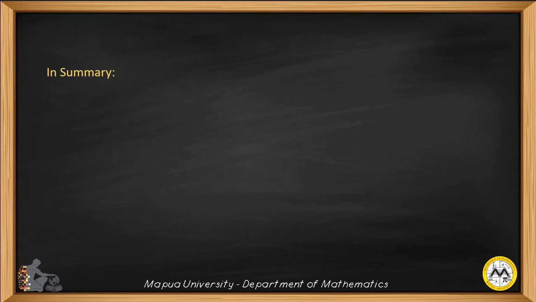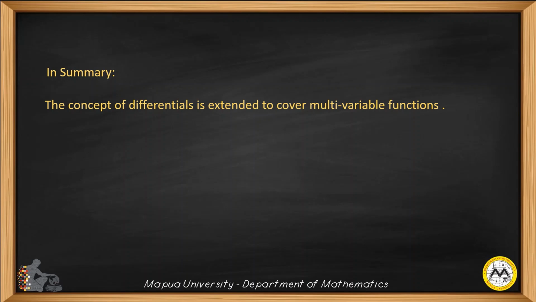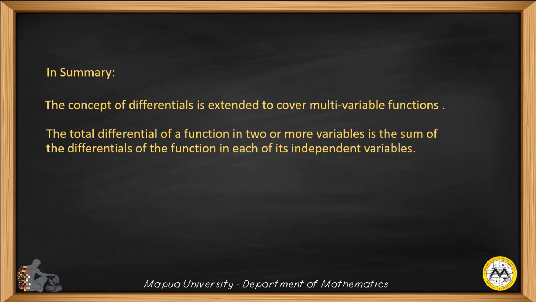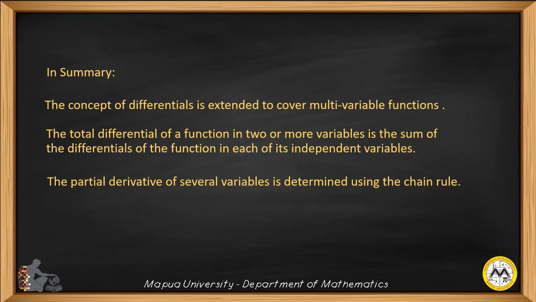A recap of what we had in this lesson are the following: that the concept of differentials can be extended to cover multivariable functions, that the total differential of a function in two or more variables is the sum of the differentials of the function in each of its independent variables, and that the partial derivative of several variables is determined using the chain rule.